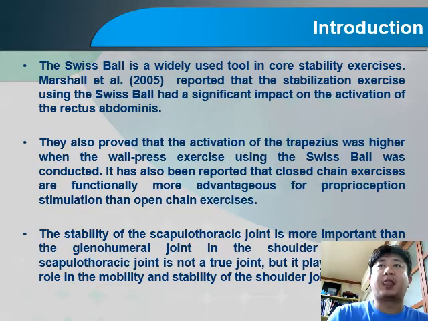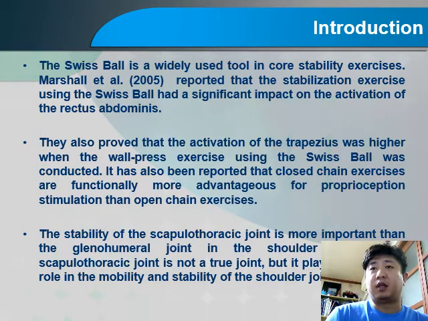The Swiss ball is a widely used tool in the core stability exercise. Marshall reported that the stabilization exercise using the Swiss ball had a significant impact on the activation of the rectus abdominis. They also proved that the activation of the trapezius was higher when the wall-press exercise using the Swiss ball was conducted. It has also been reported that closed-chain exercises are functionally more advantageous for proprioception stimulation than open-chain exercise.